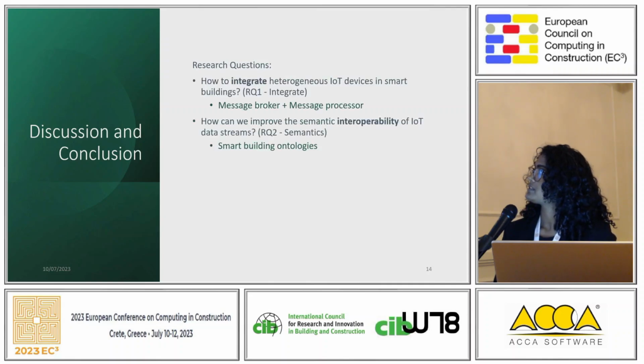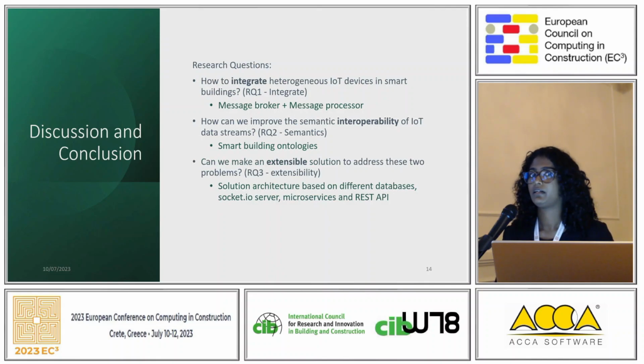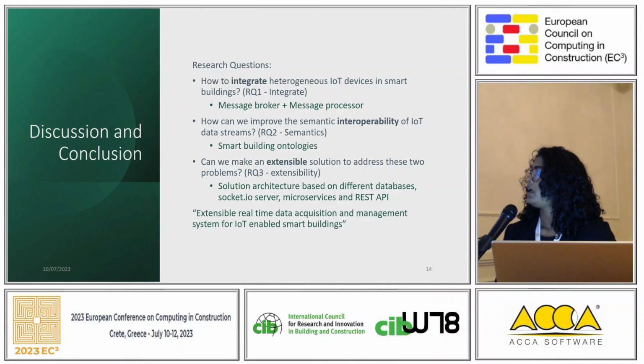So to conclude, we started with 3 questions about how to integrate different IoT devices and platforms. So we used a message broker and a message processor to unify them. And the second question is how to improve the semantics and interoperability. We use smart building ontologies to make a semantic graph and link it with other information systems. And to make it an extensible system, we used a solution architecture based on different kinds of databases, a graph database, a time series database, and a REST API. So in the end, it's an extensible, real-time data acquisition and management system for IoT-enabled smart buildings.